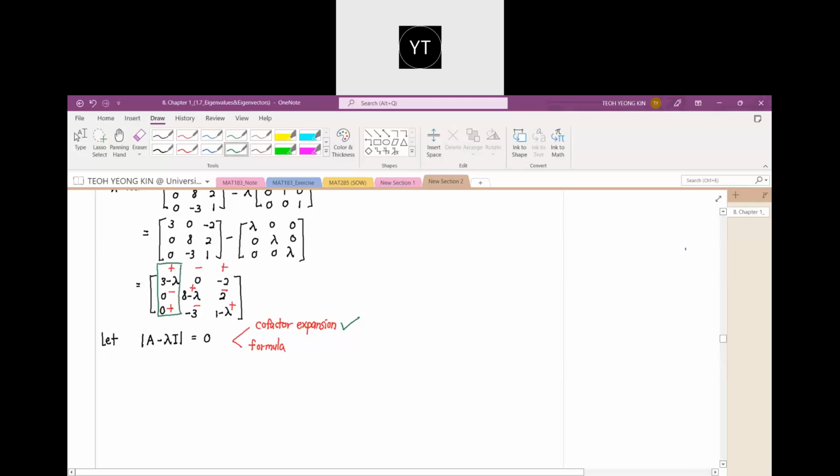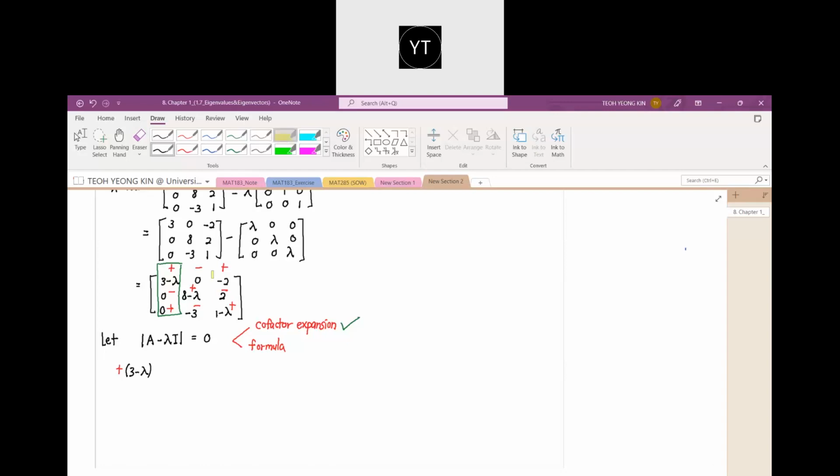Why? Because these both entries are 0. So it's easier. When any value is multiplied by 0, it will become 0. That's why I chose the first column. So now I try to find this value. First, start with positive. And then here we have 3 minus lambda. Put a bracket, 3 minus lambda.